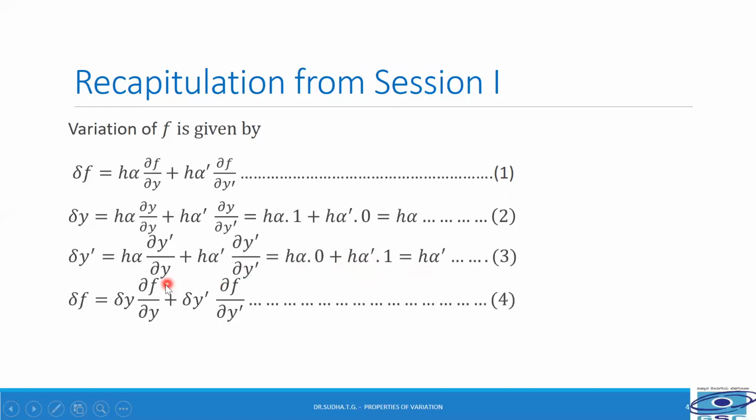Similarly, we find out the variation of f by substituting the values of h alpha and h alpha dash in expression 1. Now h alpha is variation of y, h alpha dash is variation of y dash. So substituting the values, we get the final expression for variation as delta f is equal to delta y into dou f by dou y plus delta y dash into dou f by dou y dash. And this was the expression which we derived for variation of a function f.